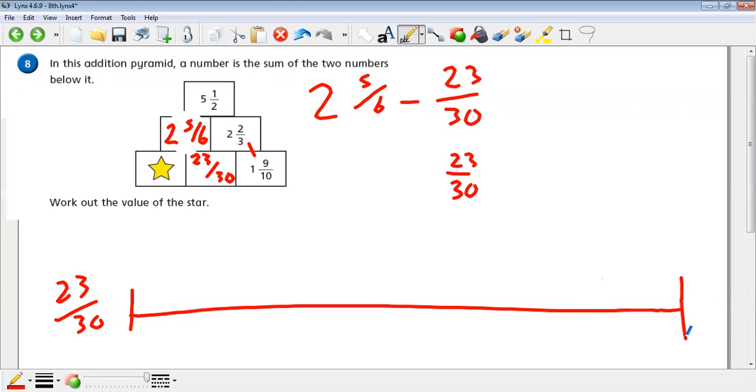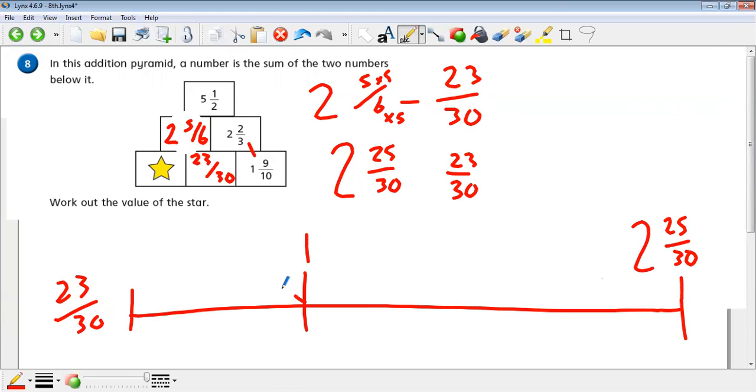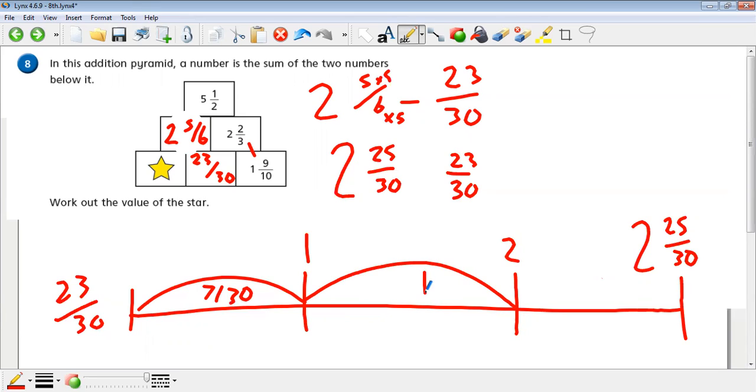And then let's turn the 6 into 30ths by times-ing them by 5. 5 5s are 25. Pop that up here, and then we can go. So up to 1 would be 7 30ths. 1 to 2 is whole 1. 2 to 25 30ths is getting us all the way up there. So we've got a whole 1, and then we've got 7 30ths, add 25 30ths.